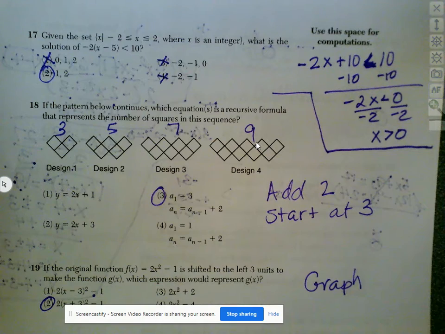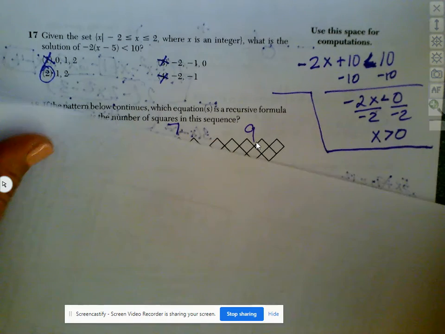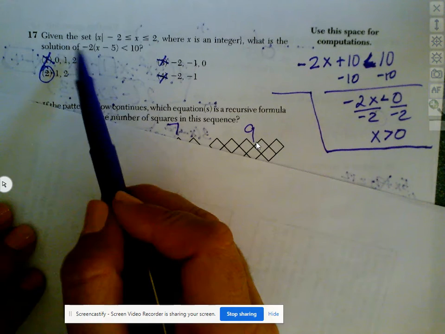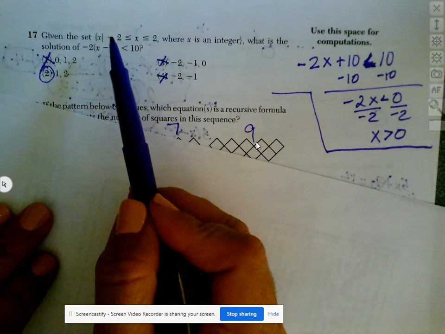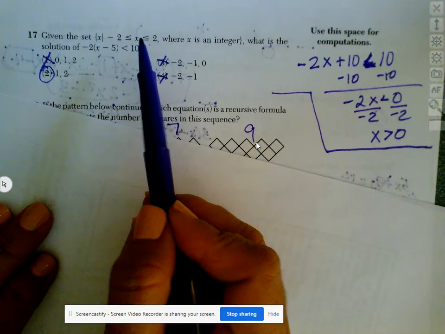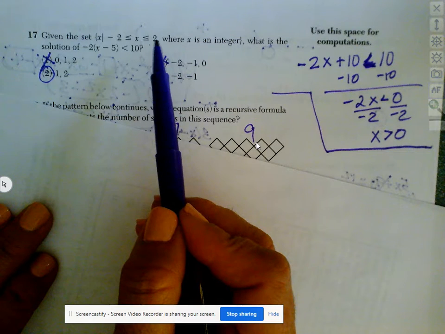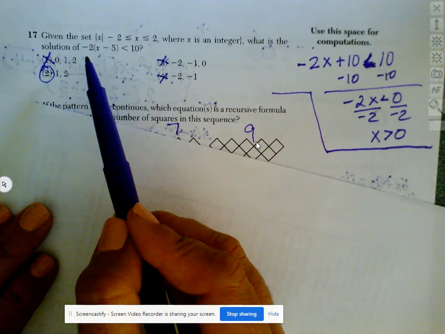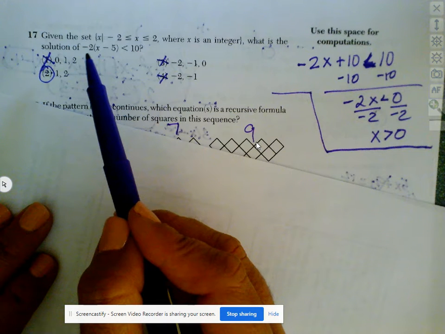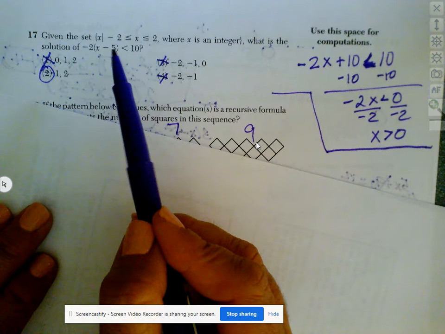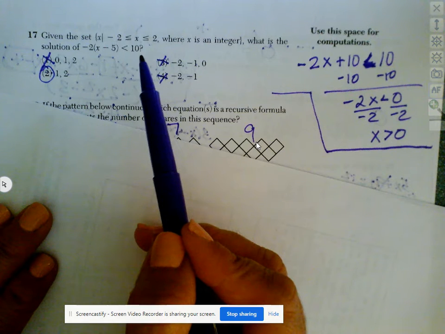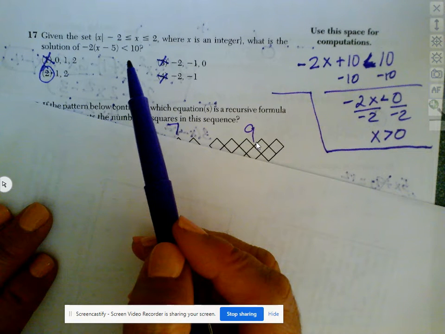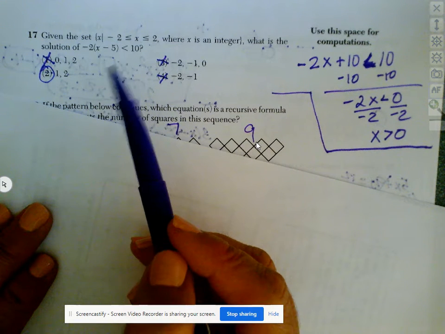Number 17 here. We are given the set x such that negative 2 is less than or equal to x is less than or equal to 2, where x is an integer. What is the solution of negative 2 times x minus 5 is less than 10? So we want to solve this inequality and then see which one of these fits in.